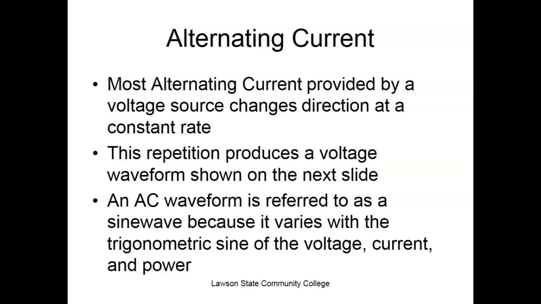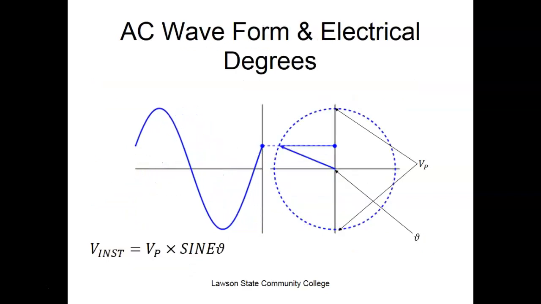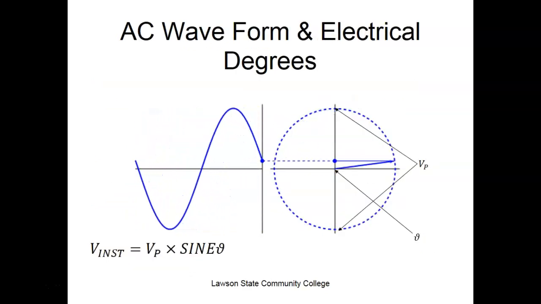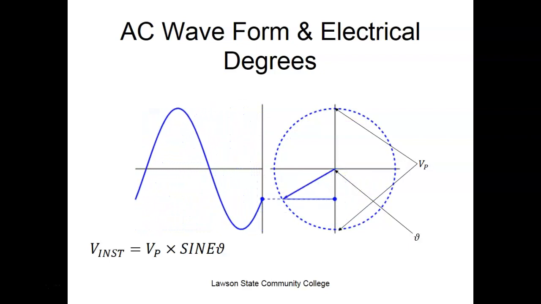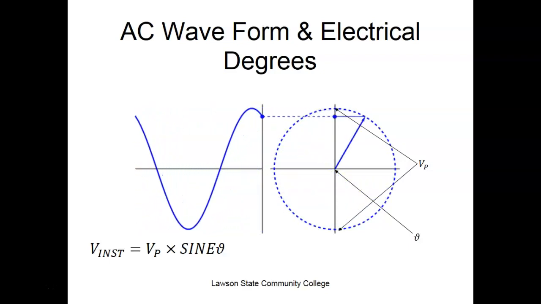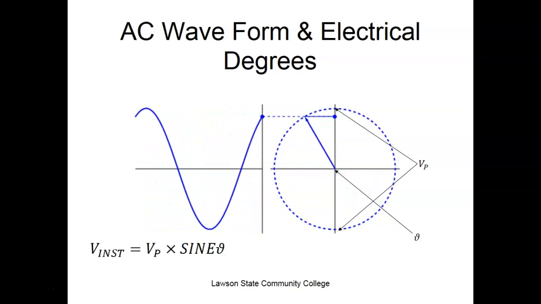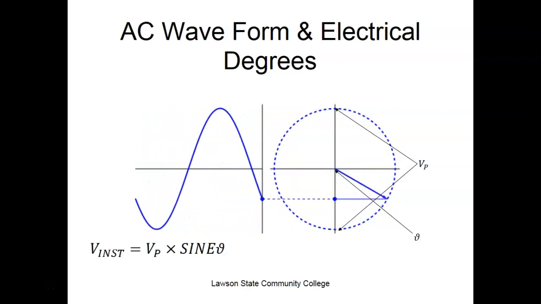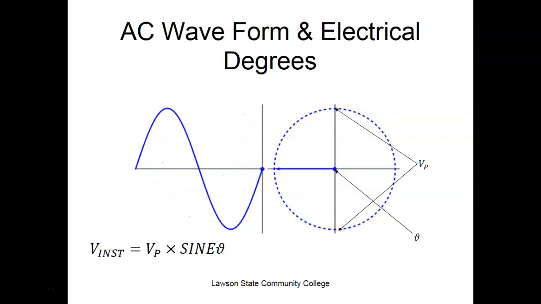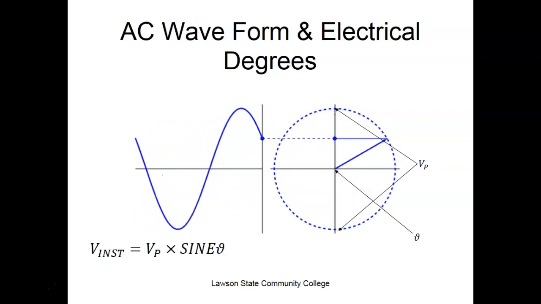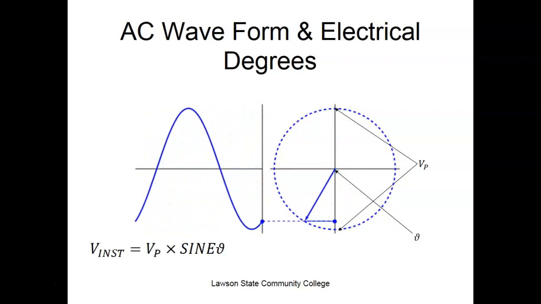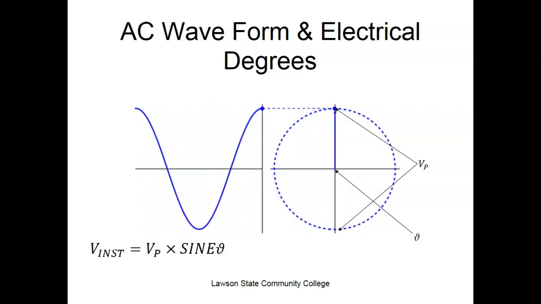For that one, the angle is at 90 degrees, right? So this is basically the way AC is generated. This is called a sine wave. And of course, this is showing you, and it's generated on a circle. So we say one repetition is 360 degrees, but we try to specify electrical degrees.